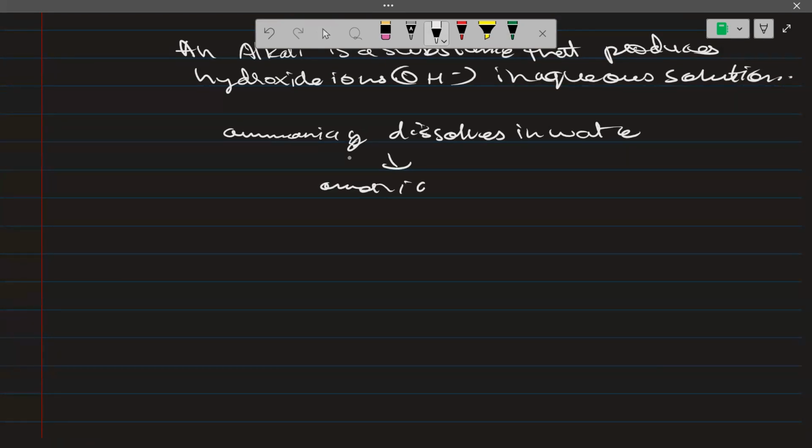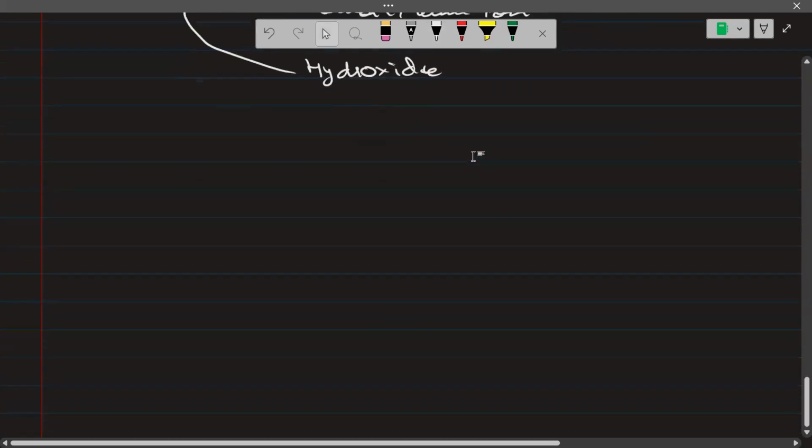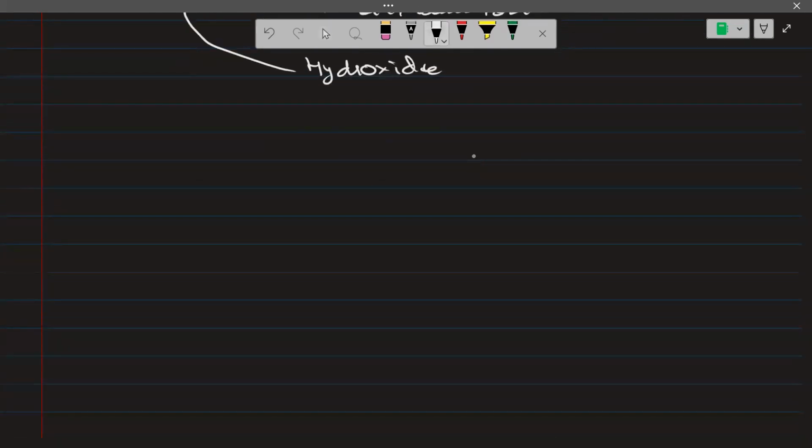Ammonium ions and hydroxide ions. So you can relate this with the definition that they produce OH negative, meaning hydroxide ions, when they are dissolved in water, in aqueous solution. So let's choose some of the equations also.